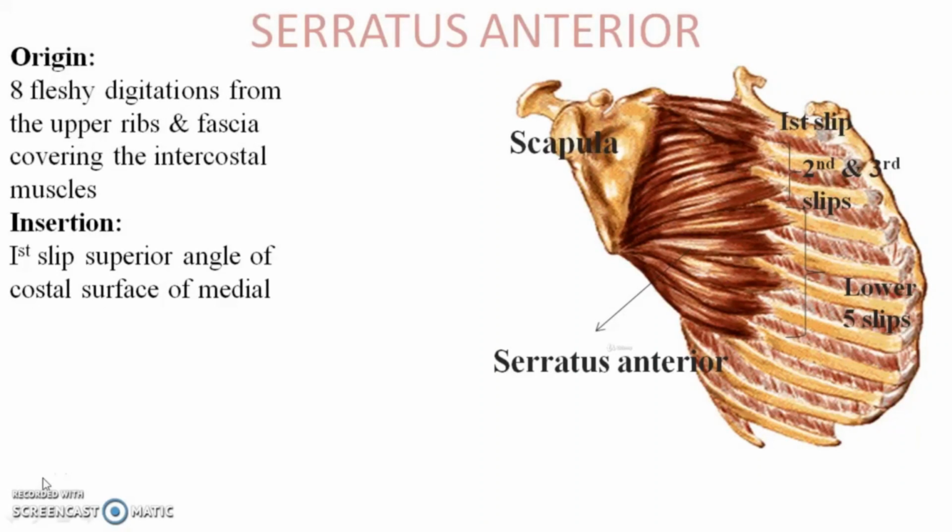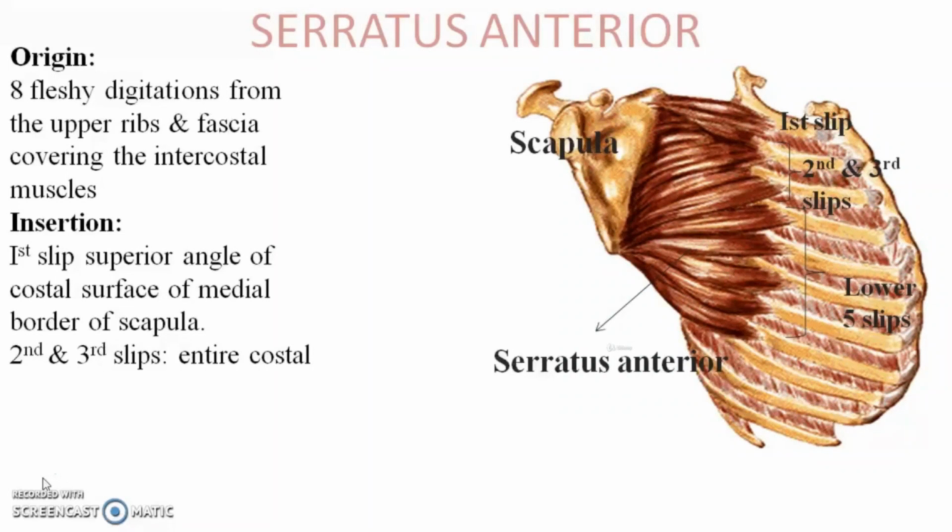Talking about the insertion of the serratus anterior muscle, we can divide it into 3 slips. We have 8 digitations, and among those we divide them into 3 groups: first, second and third. The first group has only the first slip or first digitation, which goes to the superior angle of the costal surface of the medial border of the scapula.